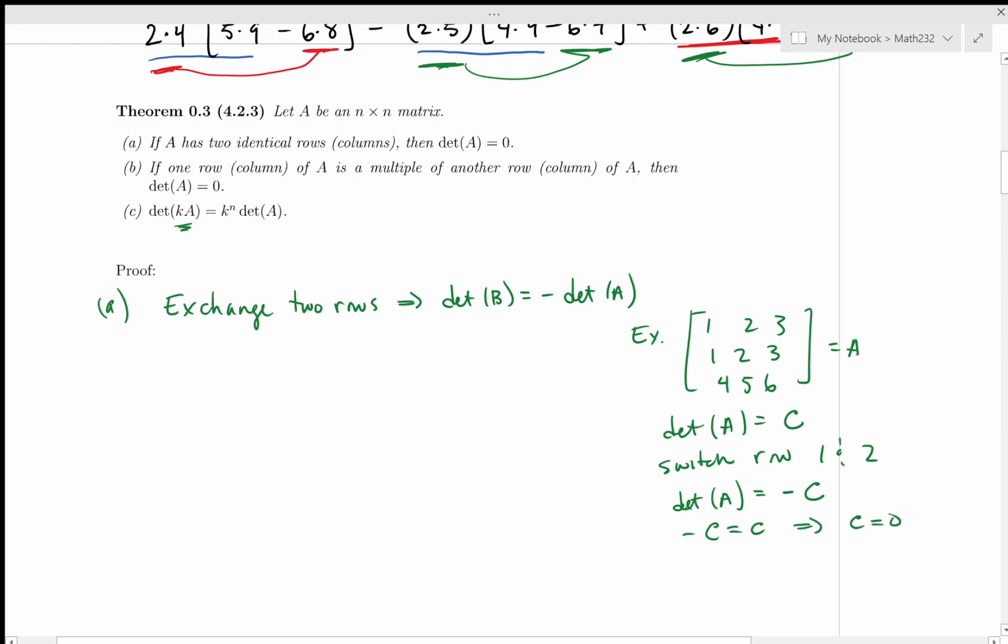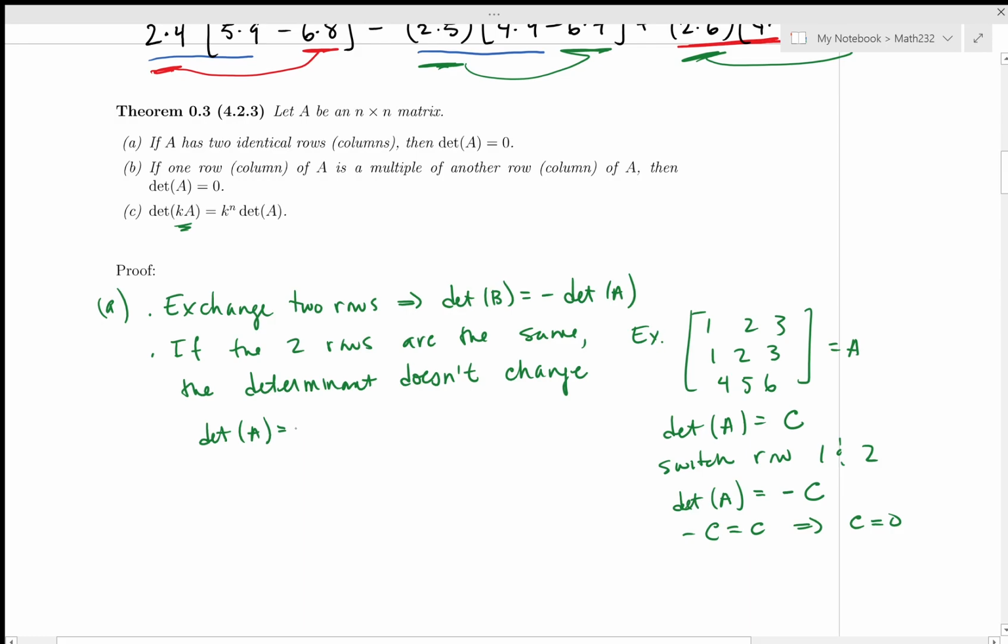So the idea is that if you exchange 2 rows, the determinant changes sign. And if the 2 rows are the same, the determinant doesn't actually change, so det A is minus det A, and that implies that det A is 0. Okay, all right, so there's that.